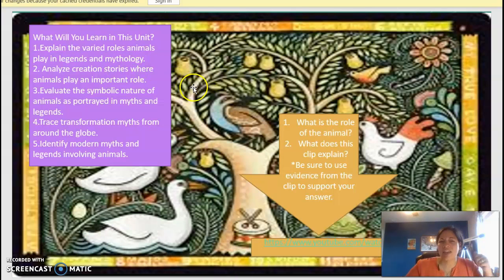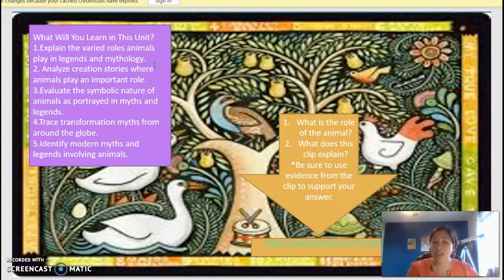So what are our expectations? What are we really wanting to learn today? Okay. We're wanting to explain the varied roles animals play in legends and mythology. We're going to analyze creation stories where animals play an important role. And this is something that you are going to be doing on your own for the assignment for 4.02. So make sure you recall some of those techniques that we did, because you're going to be analyzing creation stories.